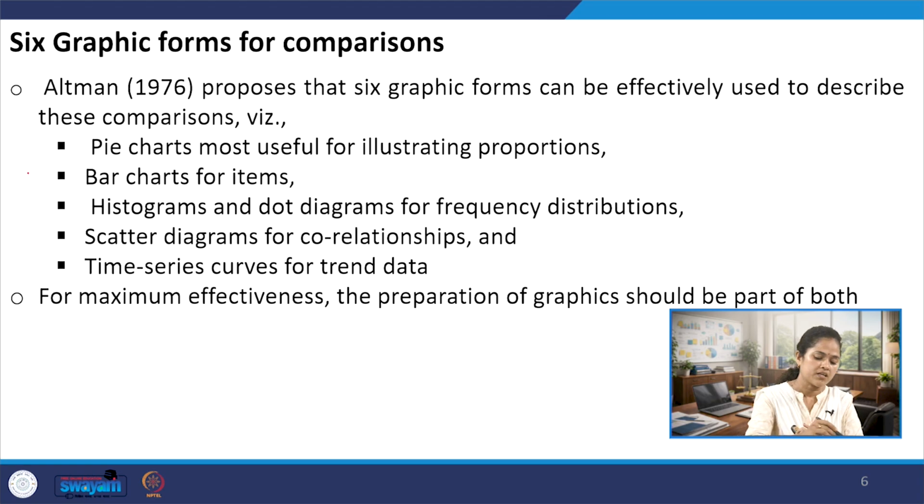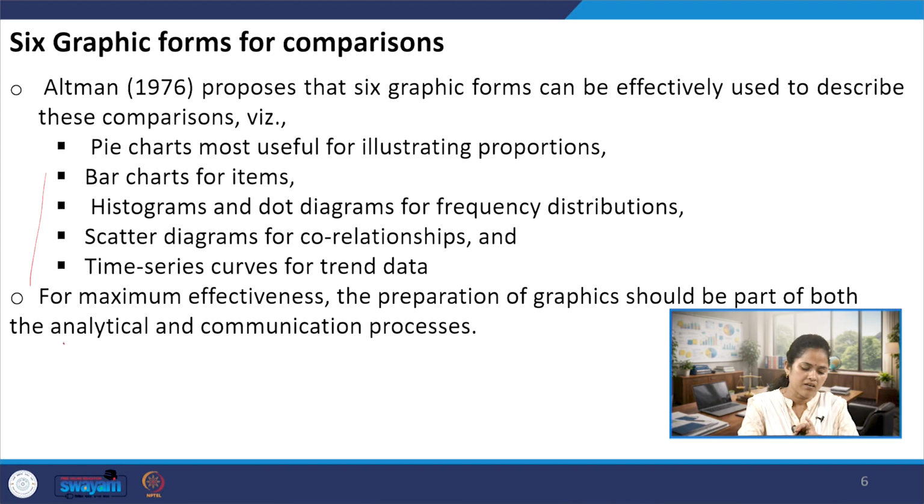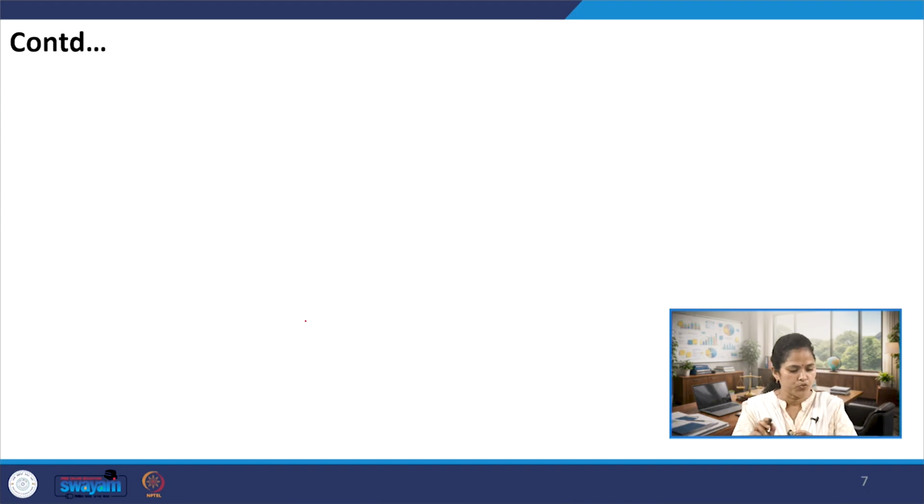So these are different forms of graphics that we can effectively use as policy analysts to describe the policies. And for maximum effectiveness, the preparation of these graphics should be part of both the analytical process as well as the communication process.